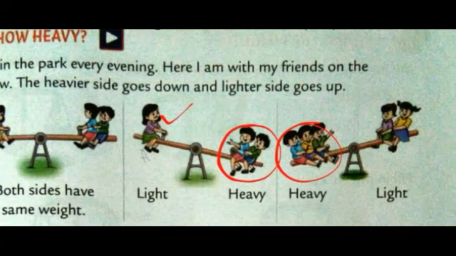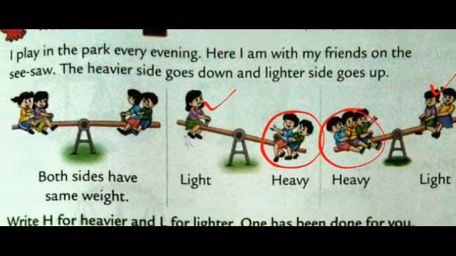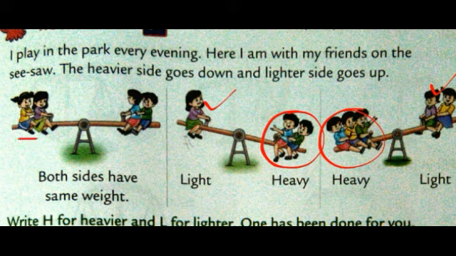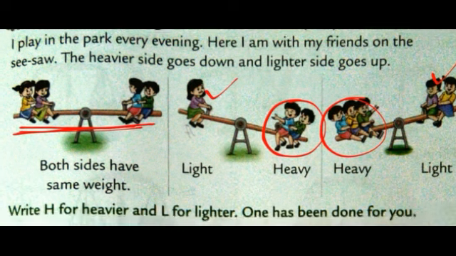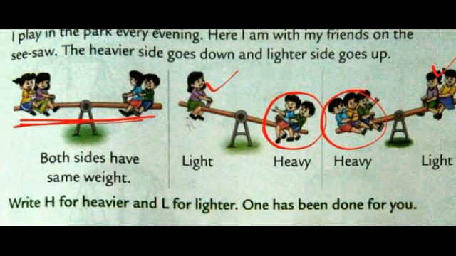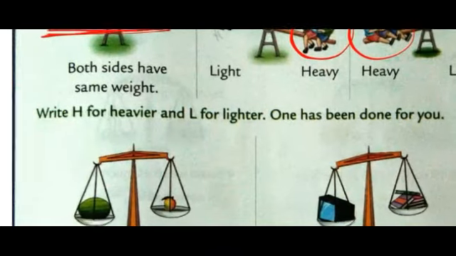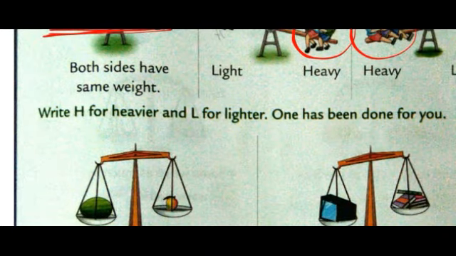See this picture carefully. Both sides have the same weight, so it will remain in between. Okay, so now related to this, let's do the exercise given here. Write H for heavier and L for lighter. One has been done for you.